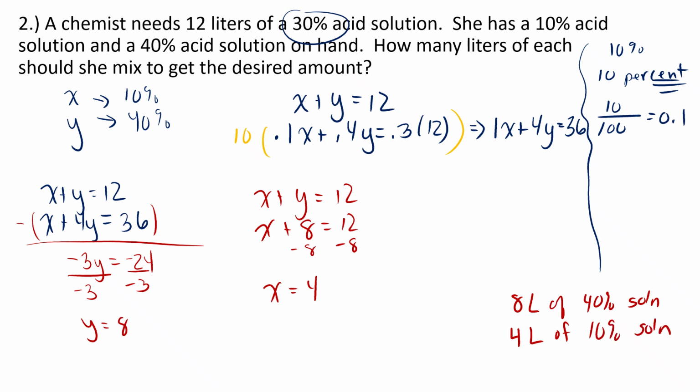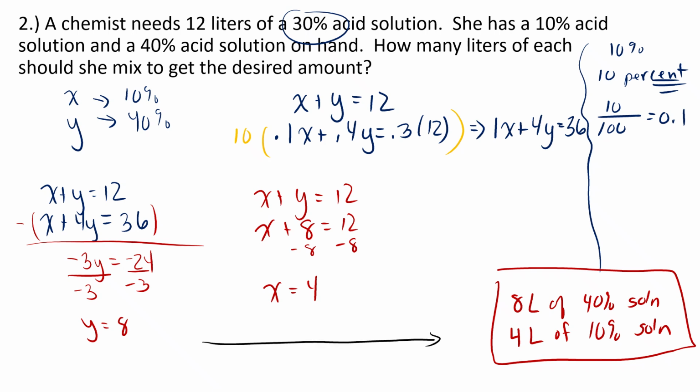And before you leave the problem, make sure that it makes sense. So if you think about the number line, okay, here's my number line, and we've got 10, 20, 30, 40, okay? This is what she's got. She's got 40 and she's got 10. And this is where she wants to be.